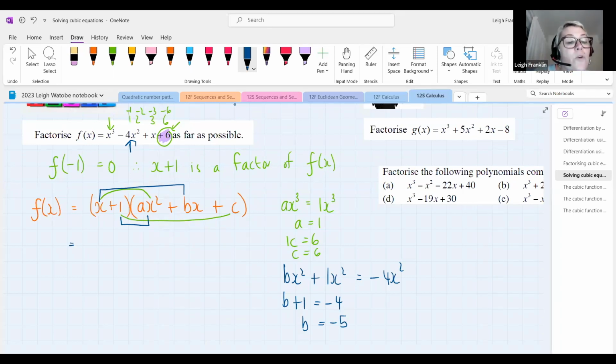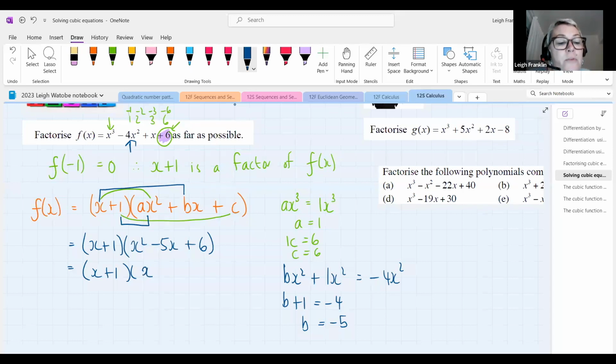So guys, what we've got is this: x plus 1 times 1x squared minus 5x plus 6. And then all we need to do is factorize this trinomial as well. Two factors, both of them negative, and that would do it. So fully factorized, it's factorizing into 3 brackets in this particular case: x plus 1 times x minus 2 times x minus 3.